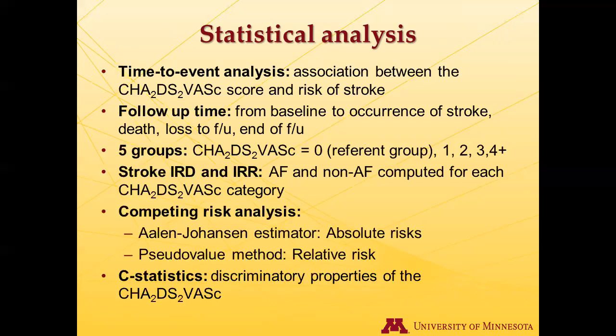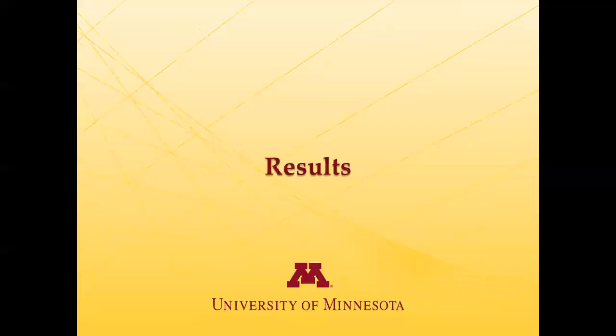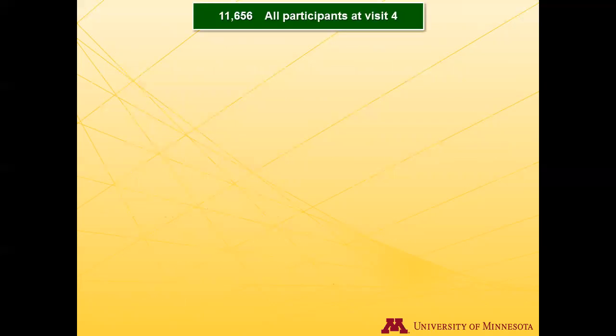And finally, we did the C-statistics. We spoke about it today to study the discriminatory property of the CHA2DS2-VASc in AFib and non-AFib populations. So let's go to the results and find out what we found here. Let's go through the inclusion or study diagram.